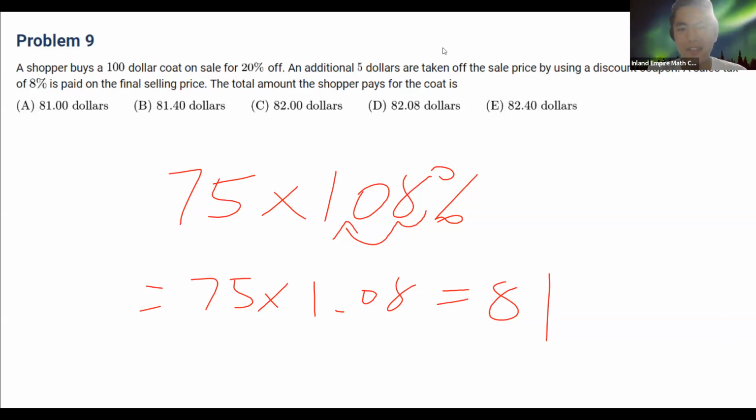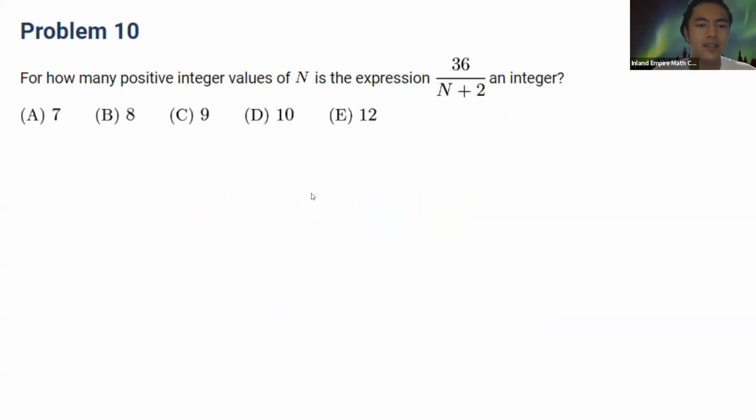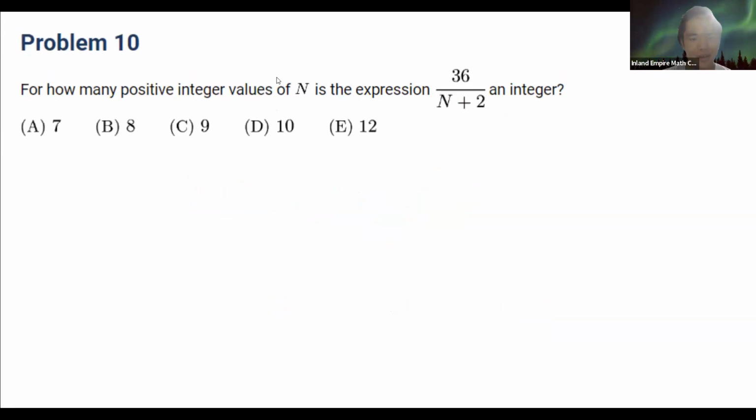Good job. Let's look at question 10. For how many positive integer values of n is the expression 36 over n plus 2 an integer? You have A) 7, B) 8, C) 9, D) 10, and E) 12. What did we get for this?